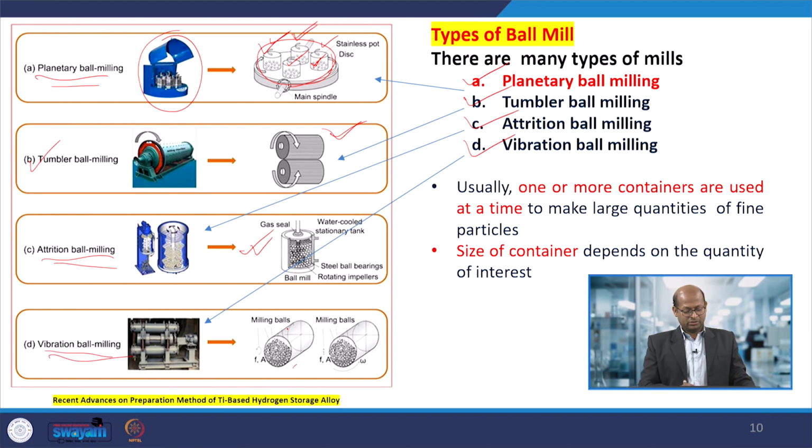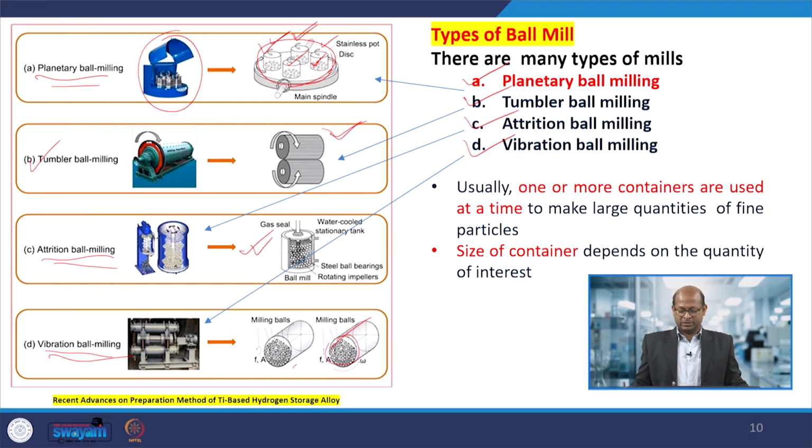In that one also we take balls inside the jar, and with vibrations, horizontal or three-dimensional, the materials and balls interact, and size reduction takes place. Depending upon the amount or quantity of the material, we can change the size of the containers: 100 ml, 50 ml, 1 liter, or even bigger, depending upon the quantity of material we want to prepare.